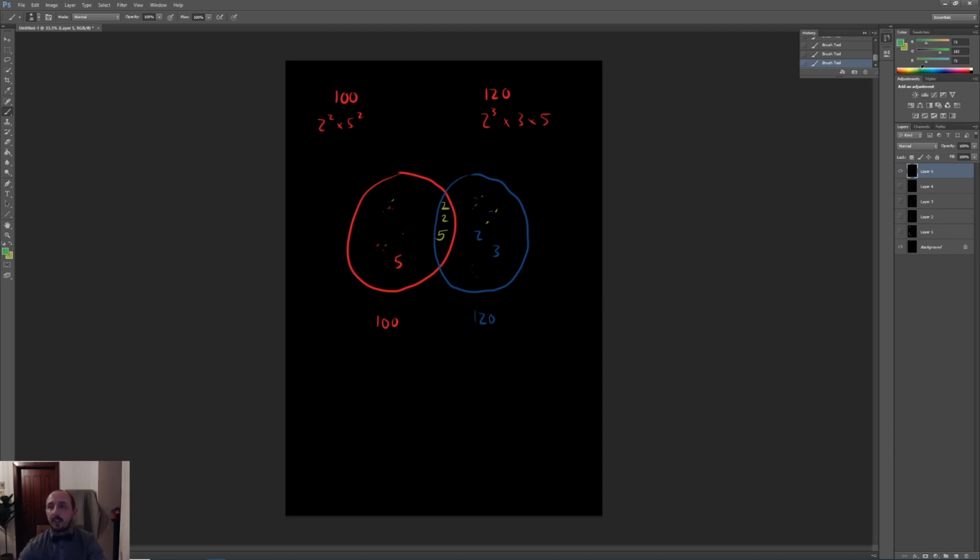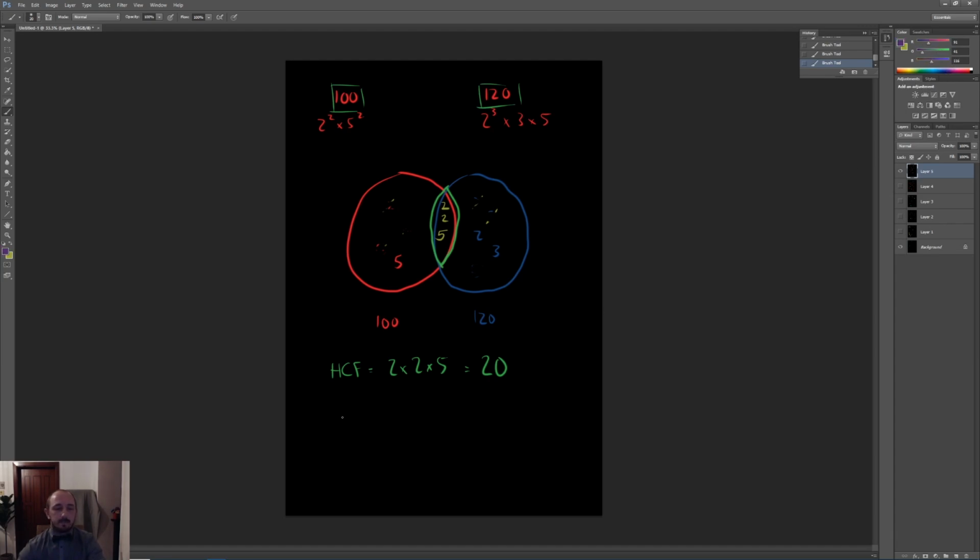So the HCF, the highest common factor, is simply those numbers in the middle multiplied together. HCF equals 2 times 2 times 5, which is 20. So 20 is the largest number that goes into 100 and 120.